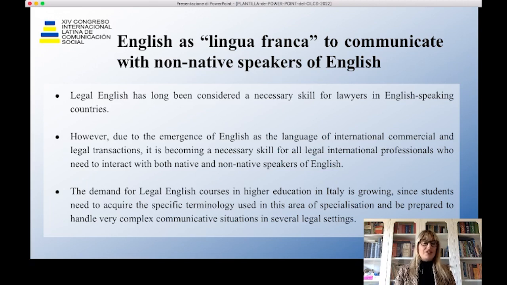In Italy, the demand for legal English courses is constantly growing since students need to acquire the specific terminology used in legal settings and to be able to handle very complex communicative situations in their future careers.